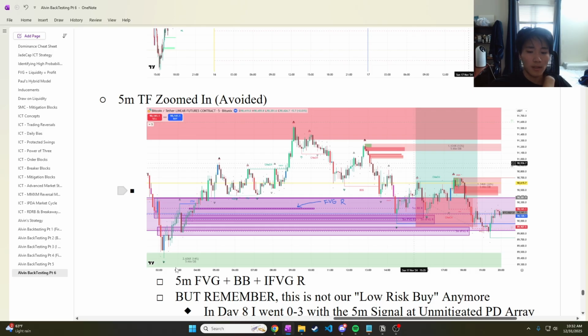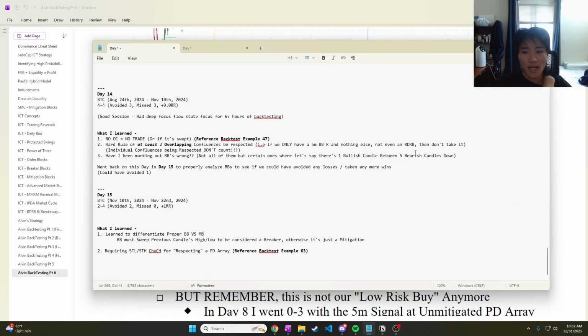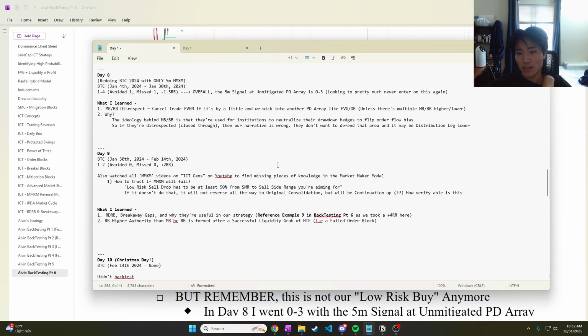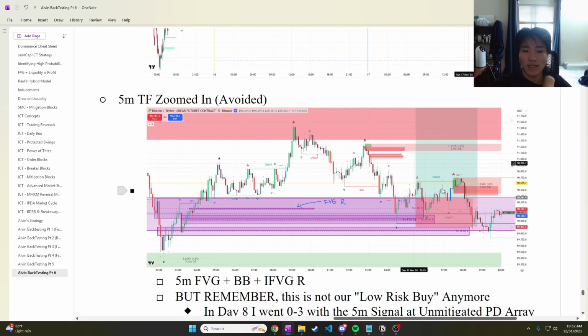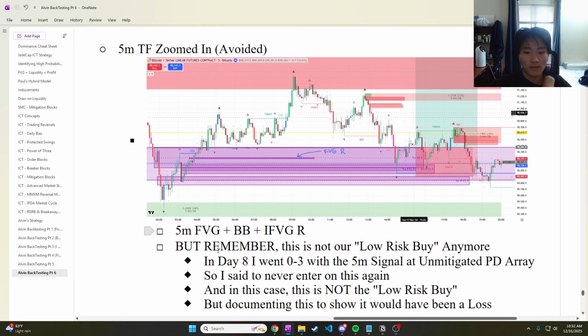But remember, we kind of already missed the move, right? I wouldn't retrade it back in because that's not necessarily a low risk buy in our case. And I think in day 8, that's where I mentioned to stop taking these sorts of trades. And this is exactly that trade that I avoided. All right, okay, right here.